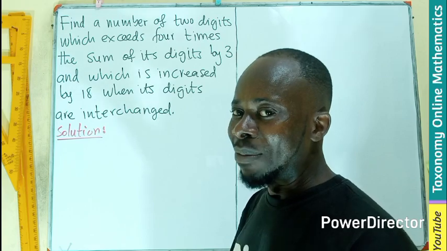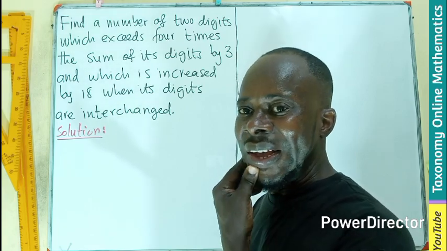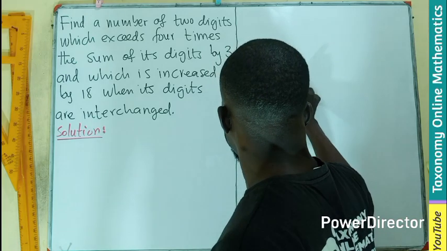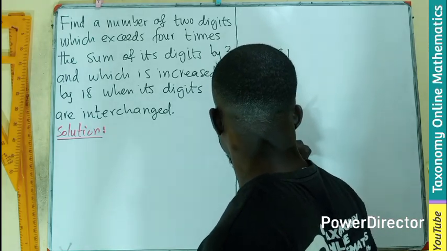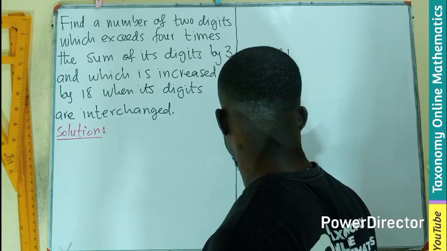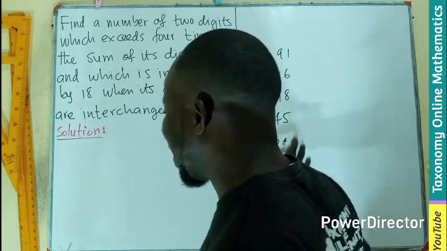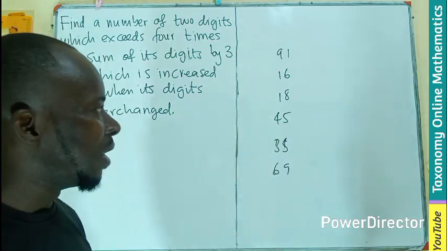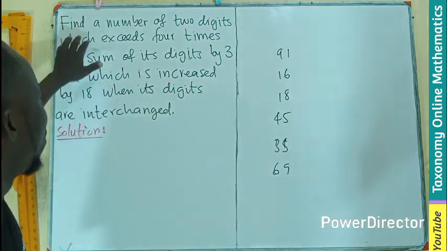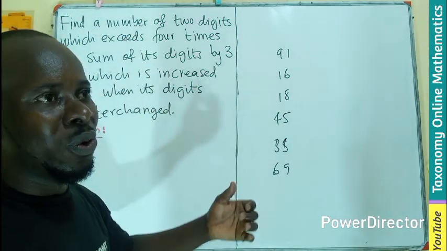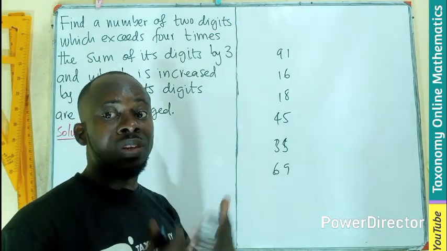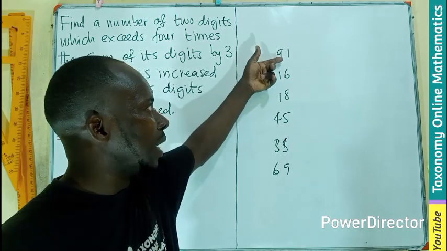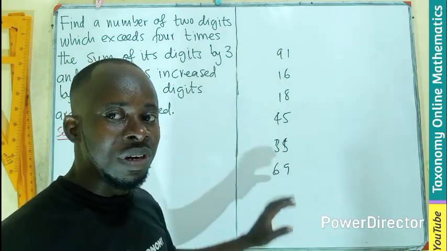Remember, a two-digit number could be any number like 91, 16, 18, 45, 35, or 69. All these are two-digit numbers. Among these, maybe one of them could be the answer. If we are just asked to think about it, I might be thinking about this, you will be thinking about that, someone will think about another. It means our answers will be different.